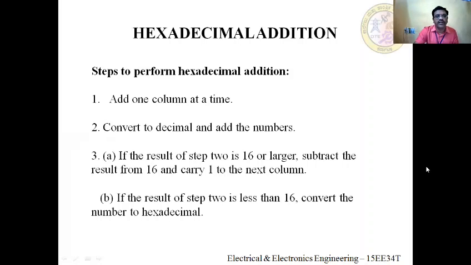So here we have two conditions for addition of hexadecimal numbers. If the result of step 2 is 16 or larger, subtract 16 from the result and carry 1 is sent to the next column. I already told this topic. If the result of step 2 is less than 16, convert the number to hexadecimal. So if the result of the two LSBs is less than 16, you can write the equivalent hexadecimal of that sum and write it in the sum bit.